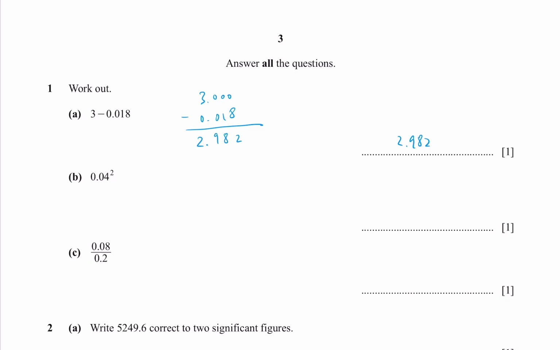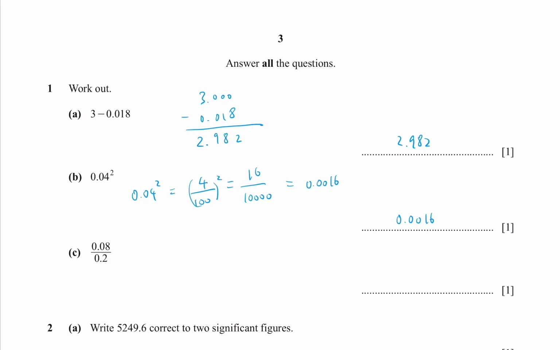1b. To find 0.04 whole square. 0.04 whole square, which is 4 over 100 whole square. 4 square is 16, 100 square is 10,000, so the answer is 0.0016.